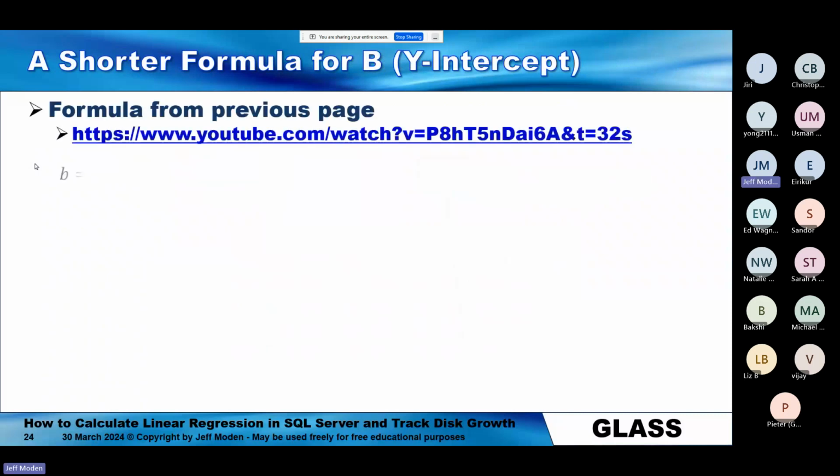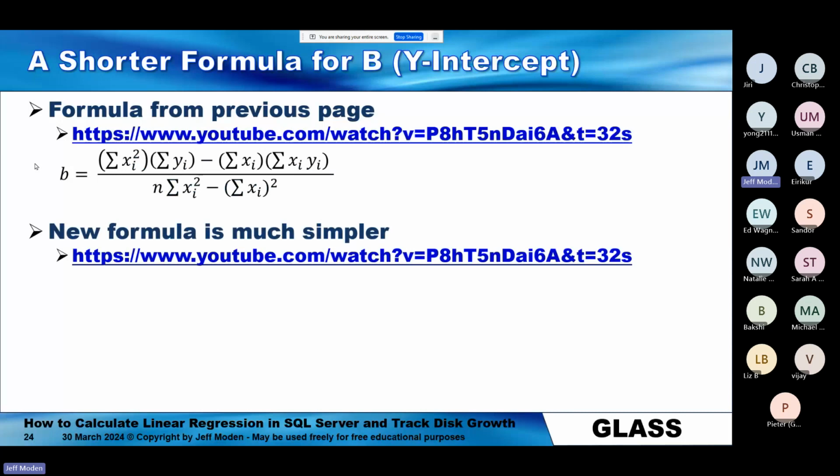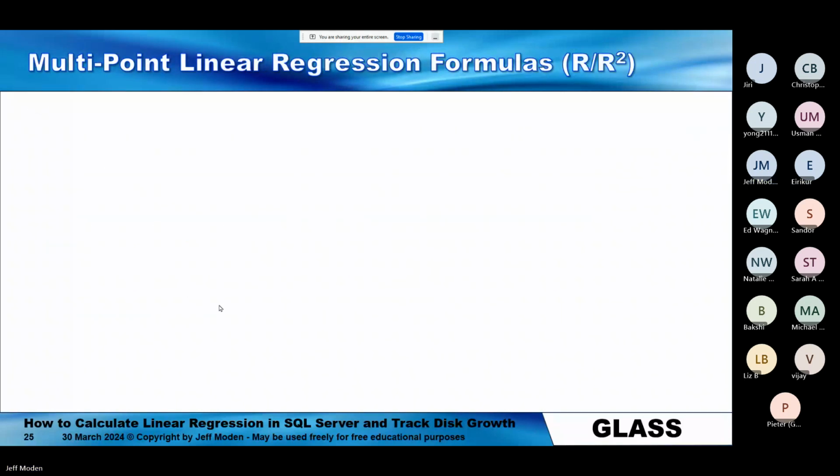There's also a shorter formula. Instead of this monstrosity for B, this guy gave a pretty good demonstration. He did the math up here to shorten this formula a little bit. Remember the formula Y minus MX? It turns out to be in that form. So for B, we can calculate it by taking the sum of Y minus M times the sum of X and divide that by N, which is nothing more than the count of the number of rows in our sample.